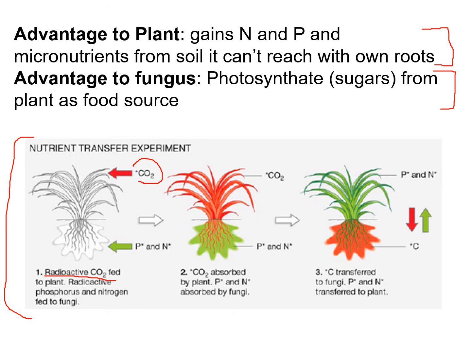And at the same time, we're also providing radioactively labeled phosphorus and nitrogen to the fungus, not to the roots, but just to the fungus, which is some distance away from the roots. The fungus takes up that radioactively labeled phosphorus and nitrogen and then shunts it through its hyphae and eventually passes it on to the plant through those connections between the hyphae and the plant cells.